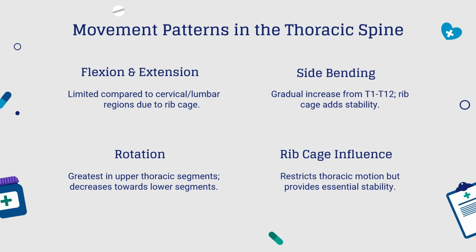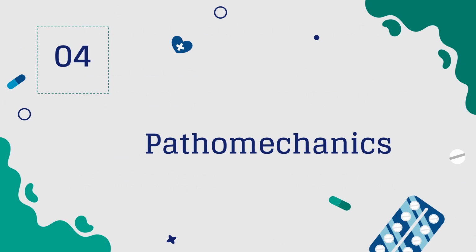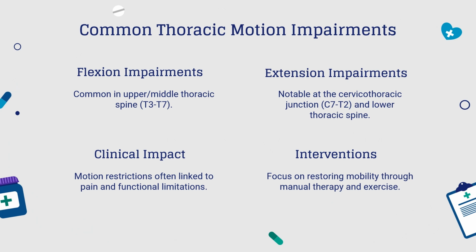Rotation is greatest in the upper thoracic segments and decreases towards the lower segments. Rib cage influence: it restricts thoracic motion but provides essential stability. Pathomechanics. Common thoracic motion impairments. Flexion impairments are common in the upper and middle thoracic spine, T3 to T7.